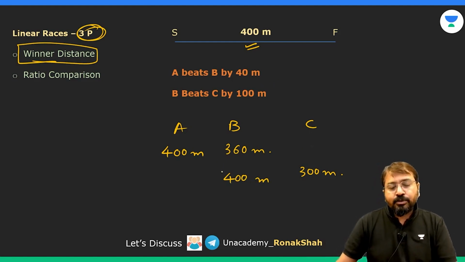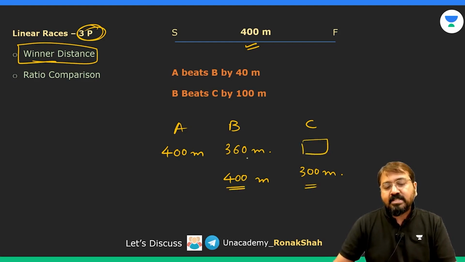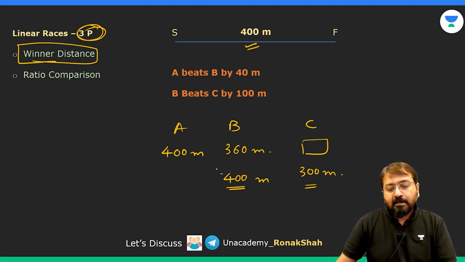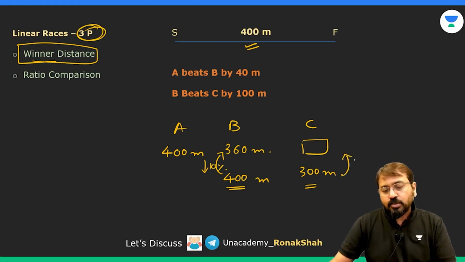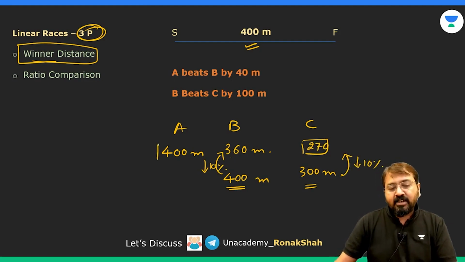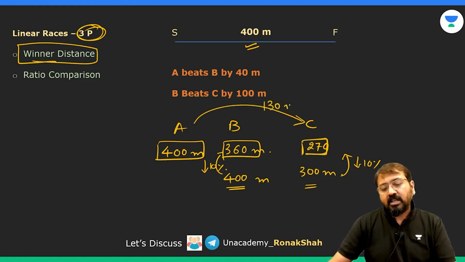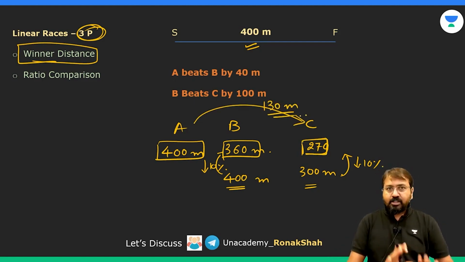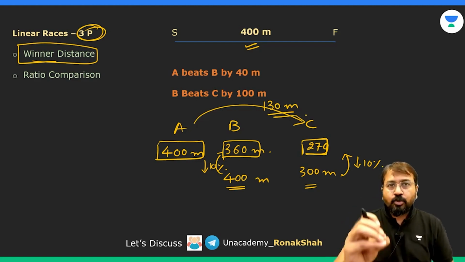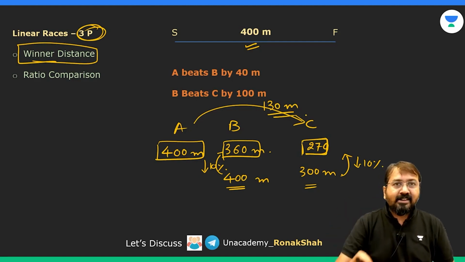It's very easy to make out: when B runs 400 meters, C runs 300 meters. So how much distance will C run when B runs 360? You can simply say that this value has been reduced by 10%. So just reduce this value by 10%, and it will come out to be 270. So when A runs 400 meters, B runs 360, and when B runs 360, C runs only 270. So A will beat C by 130 meters in the same race. I really hope you have understood this point. These are the only points that you will require to solve these linear race based questions.